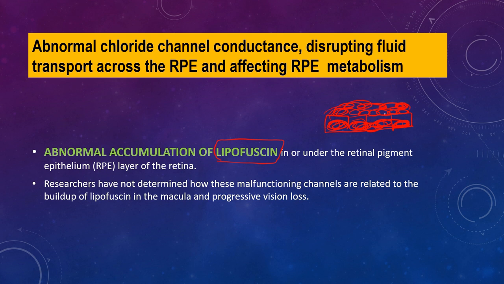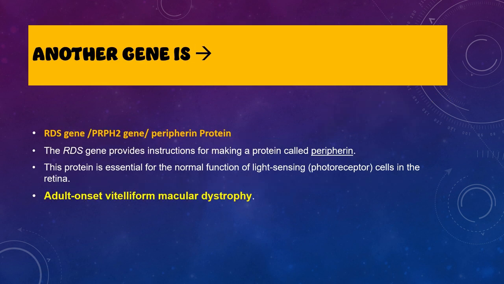So what is the subretinal space? The subretinal space is a potential space between the neurosensory retina and the RPE. Normally they are in close approximation to each other. However, as this lipofuscin gets accumulated between the neurosensory retina and the RPE, what you see is this vitelliform dystrophy.